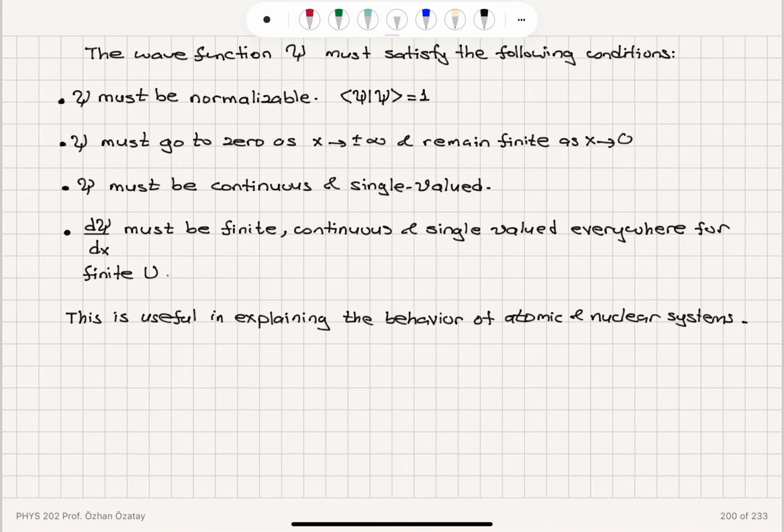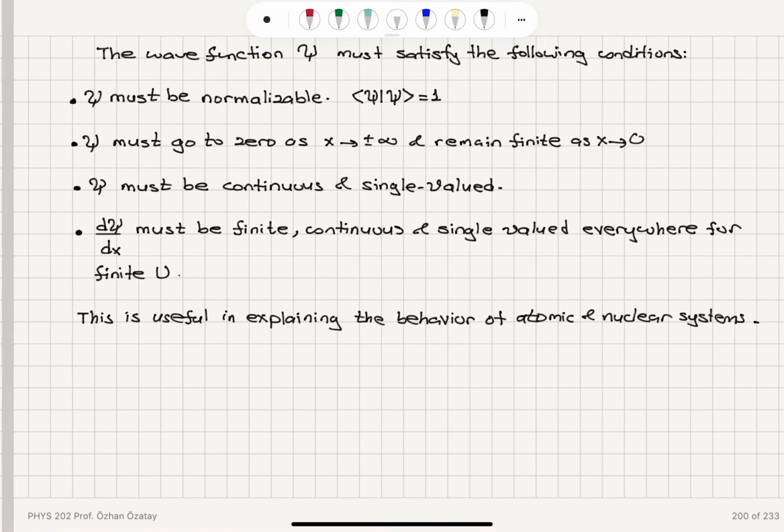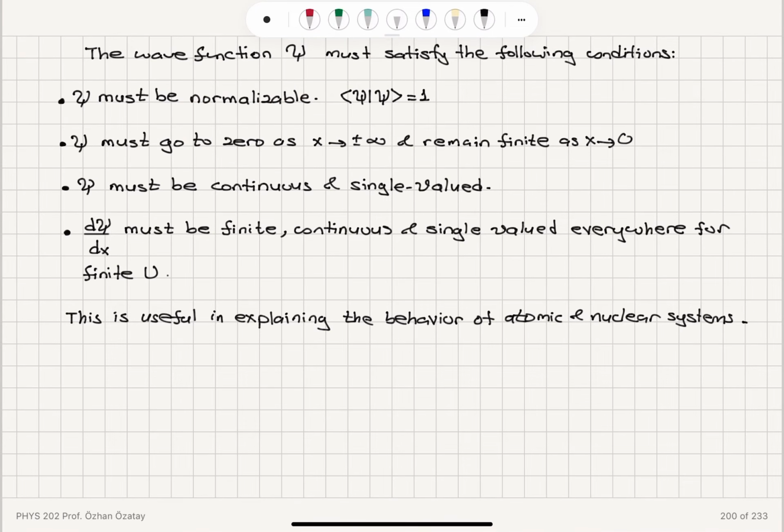The wave function must satisfy a set of conditions to be a solution of Schrödinger's equation. It must be normalizable, it must be finite and remain finite as x goes to 0, and it must go to 0 as x goes to infinity. It should be a continuous and single-valued function. Its derivative must be finite, continuous, and single-valued everywhere for a finite potential energy. And we can solve Schrödinger's equation, obtain the wave function and probability distributions to explain the behavior of atomic and nuclear systems.